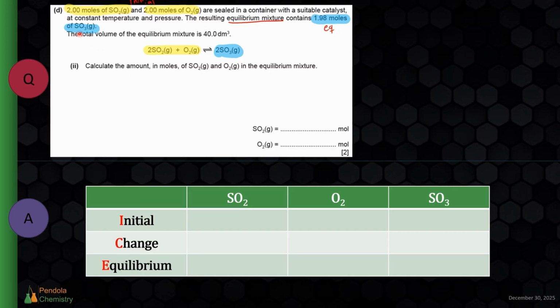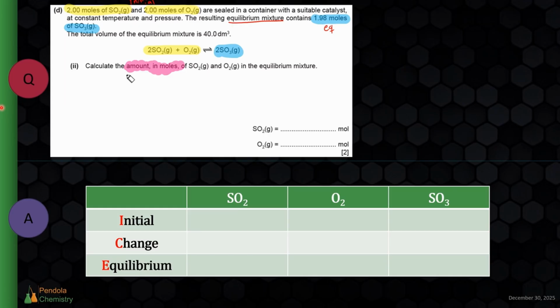If we keep reading through this question, the total volume of the equilibrium mixture is 40 cubic decimeters. So we could divide each one of these by 40 to get a concentration, and that might be something we want to do later. But if we keep reading the actual question, it says calculate the amount in moles. So this is where the key vocabulary comes in. Calculate the amount in moles, meaning we don't want equilibrium concentrations, we want equilibrium moles.